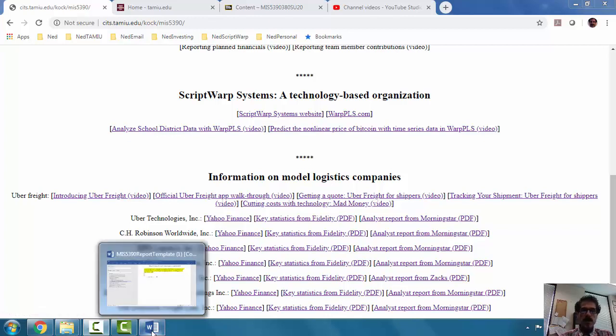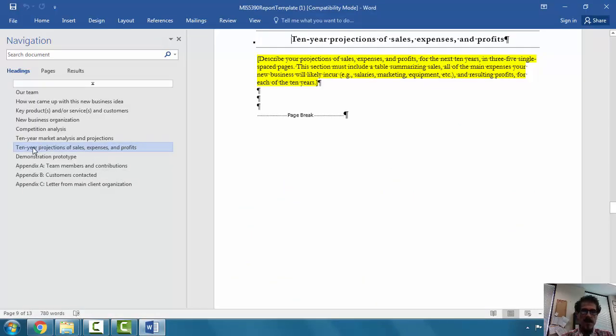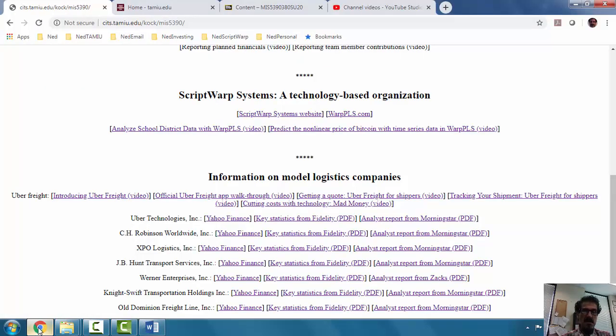If you go to the report template, you will see that there is a section on 10-year projection of sales, expenses, and profits, where I ask you to describe your projections of sales, expenses, and profits for the next 10 years in 3 to 5 single-space pages. This section must include a table summarizing sales, all of the main expenses, etc. A suggestion on how to do this would be a table more or less like this.